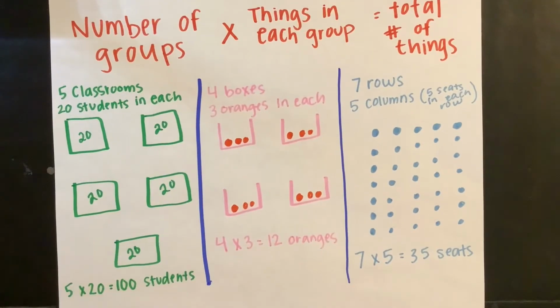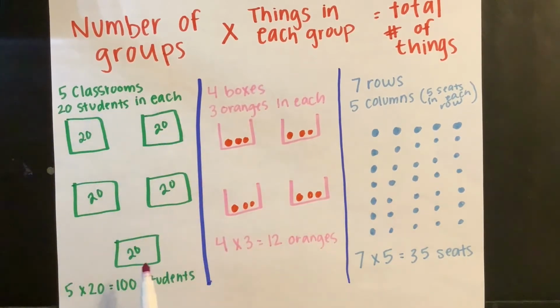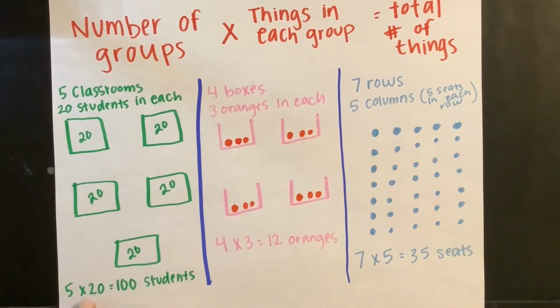Okay, so here I have 3 different examples. We have 5 classrooms with 20 students in each. If I want to know the total amount of students in all these classrooms, I could just do 20 plus 20 plus 20 plus 20 plus 20. Multiplication says, let's do that at a quicker rate. Instead of adding 5 times, we're just going to say, what is 5 times 20? And that would be 100 students.